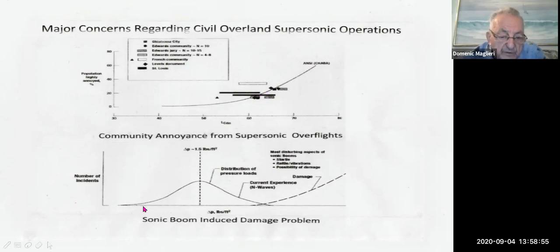In addition to that, there was concern for induced damage. It looked something like this. Here you have the number of incidents of damage, and here you have overpressure. And let's say this is a stud wall here. All it says is that the higher the pressure, the more incidents of damage. They designed the SST cruise for 1.5 PSF and thought, well, that's a pretty good spread away. But the atmospheric effects that scatter the booms involved the crossover here where you had the incipient type damage in there.